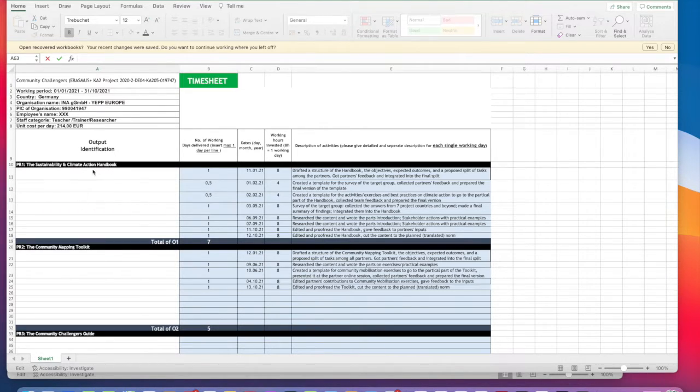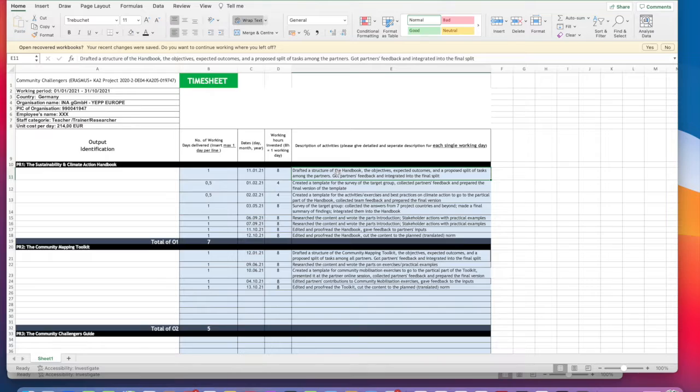So here the first project result in this project was a handbook. You can see here on the 11th of January that person had worked one full day, so 8 hours, on this project result, with a detailed description: drafted the structure of the handbook, the objectives, expected outcomes, etc. So you can see it's not just writing, this description needs to be a little bit more detailed. Then you have half a day here on the 1st of February, 4 hours, and the same with a detailed description.